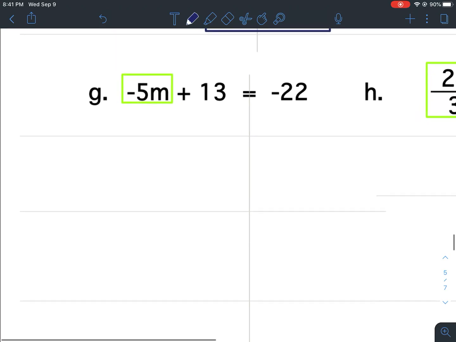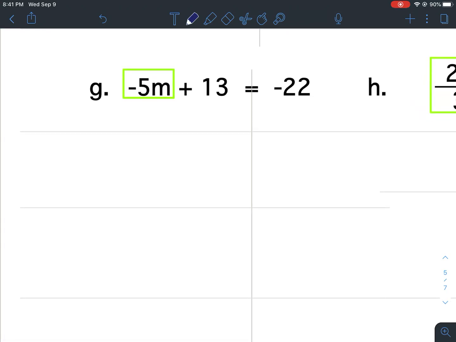G. To isolate the m, I need to get rid of the negative 5 and the 13. I'm not supposed to touch the negative 5. It's inside the box. I'm going to get rid of the 13 first. The inverse of positive 13 would be negative 13. So I'm going to subtract 13 from both sides. Thirteens cancel. Bring down my negative 5m. Bring down my equal sign. Negative 22 minus 13. The signs are the same, so I'm going to add and keep the signs. So that would be negative 35.